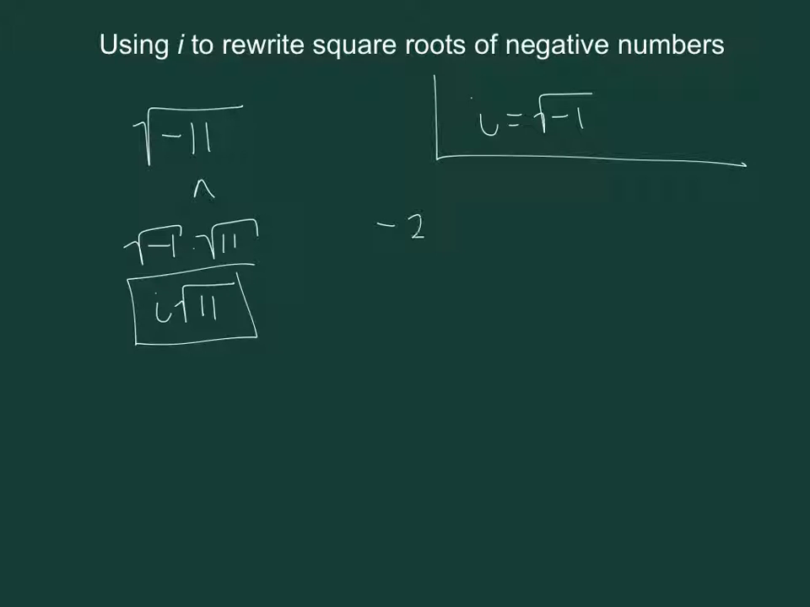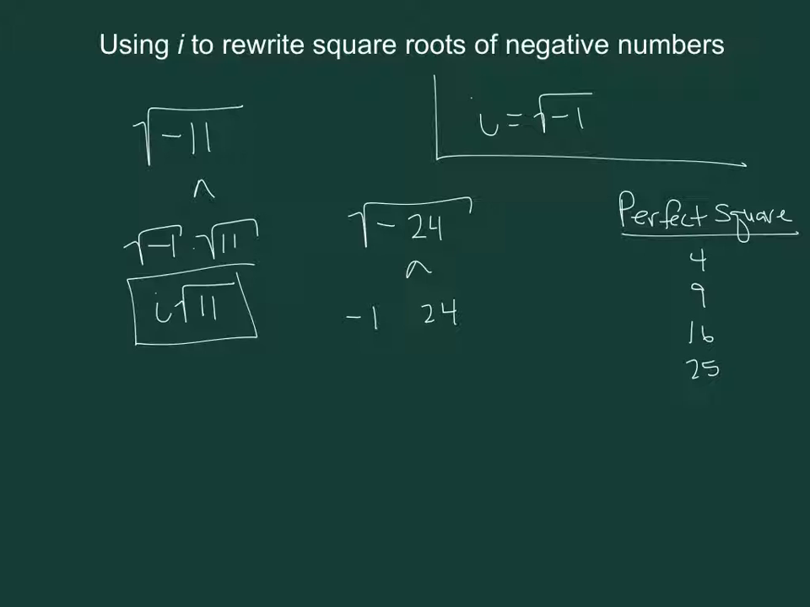Let's say it's negative 24. Okay, square root of this. Well, I know that negative 24 is negative 1 times 24. But I know 24 has a perfect square that will evenly divide it. Now, what are my perfect squares? Perfect squares are 4, 9, 16, 25, 36, 49, right? It's just any number times itself: 2 times 2, 3 times 3, 4 times 4, 6 times 6, right? And so 24 I know is 4 times 6.